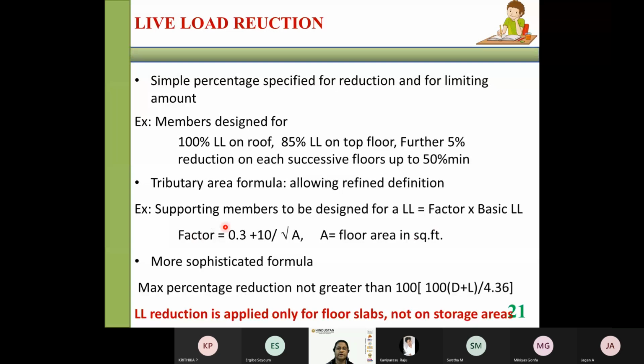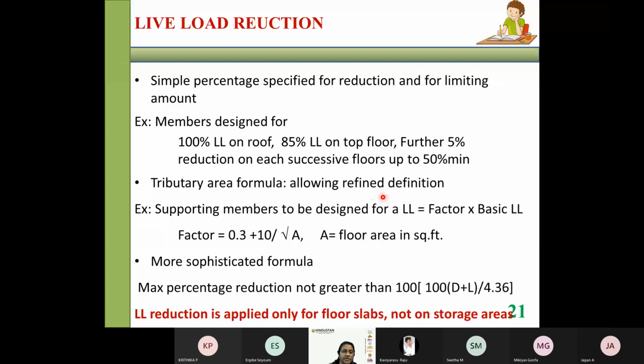Then your live load can be reduced by using a particular factor, 0.3 plus 10 by square root of A, where A is the floor area in square feet. The live load can be multiplied with this factor, that is, factor multiplied by basic live load. So this much reduction is possible for supporting members. You don't have to provide the full live load for them. Similarly, some other formulas are also used. So these are some of the live load reduction techniques.